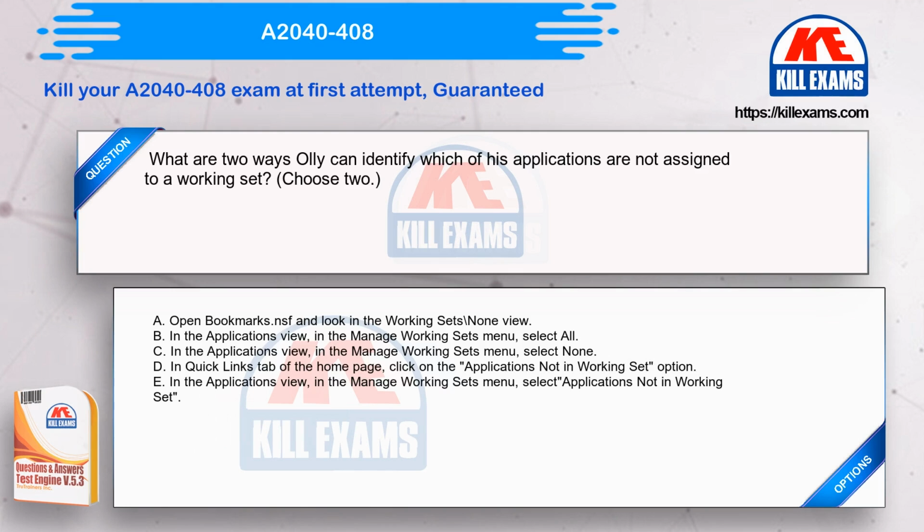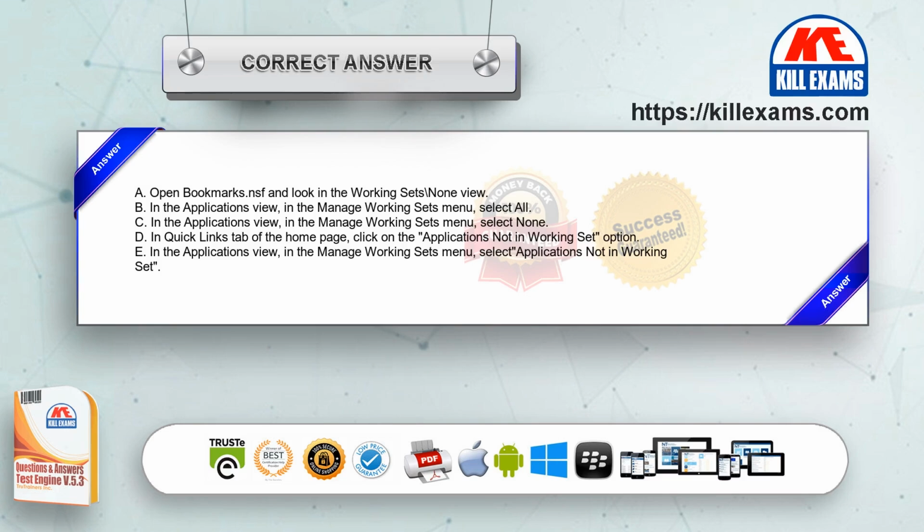Option D. In Quick Links tab of the home page, click on the Applications Not in Working Set option. Option E. In the Applications view, in the Manage Working Sets menu, select Applications Not in Working Set. The correct answer is option D, E.